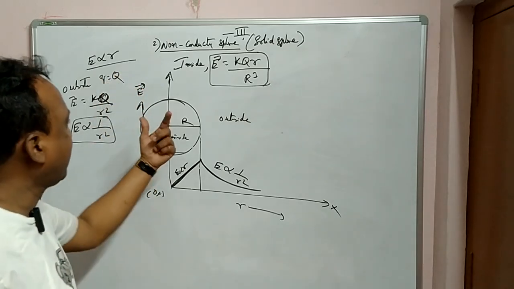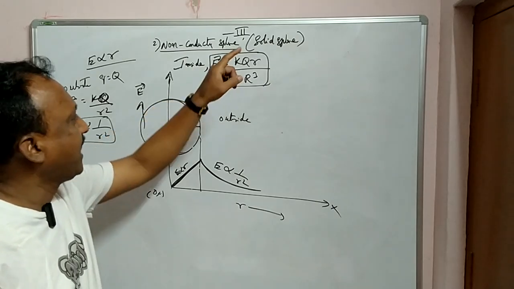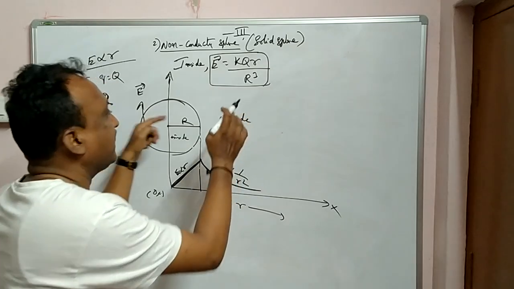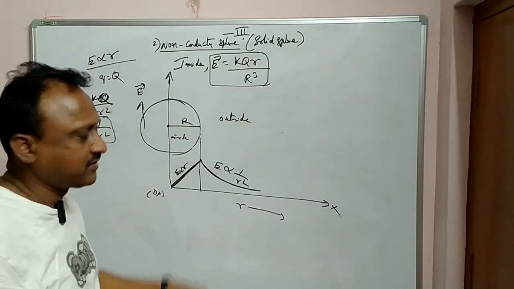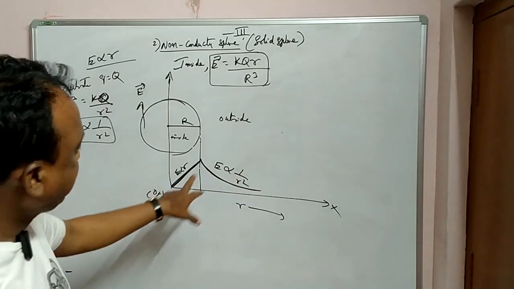Okay. So inside, you can see the formula: E bar is given by kq small r. This r is nothing but the variation of the radius. Either you take inside or outside, and capital R is the radius of the surface. Okay, so this is the variation of the graph.